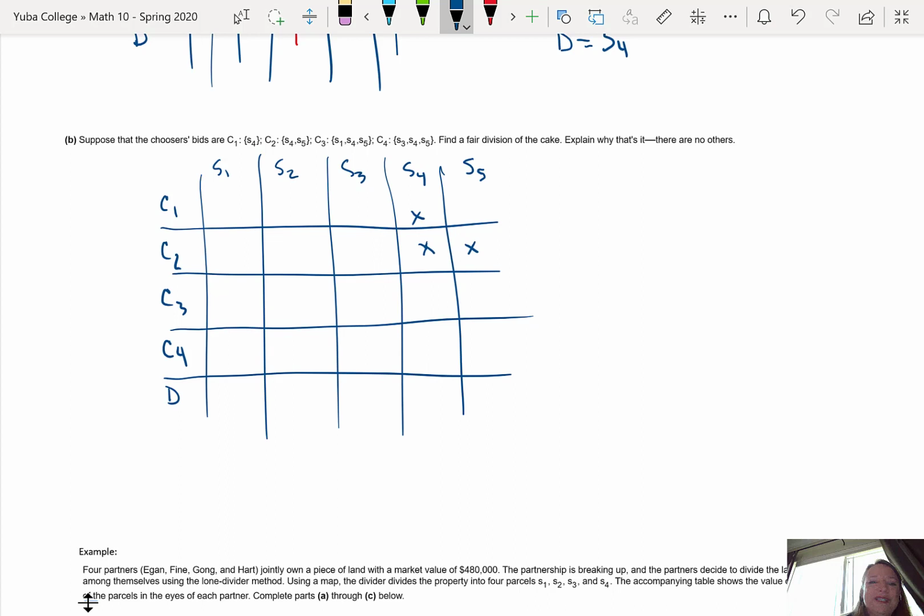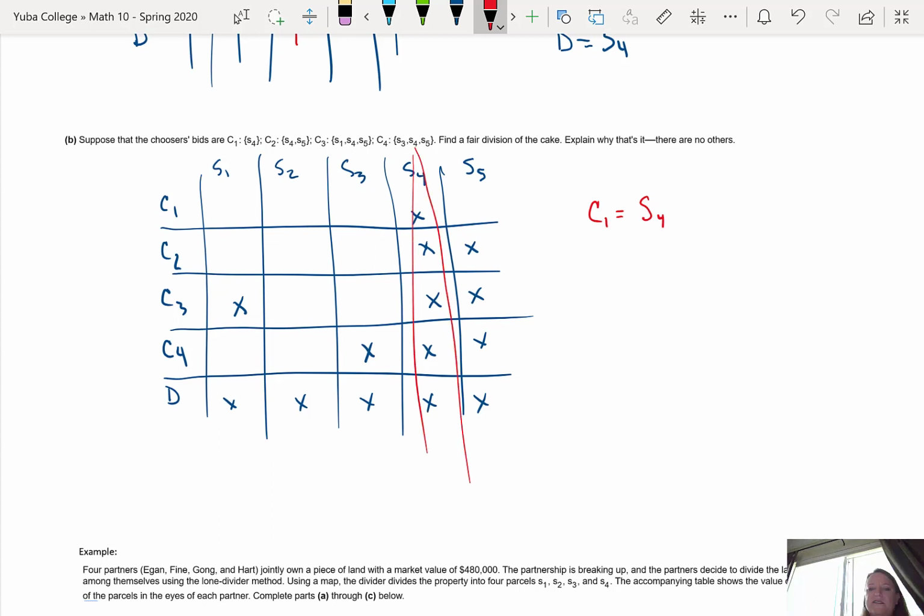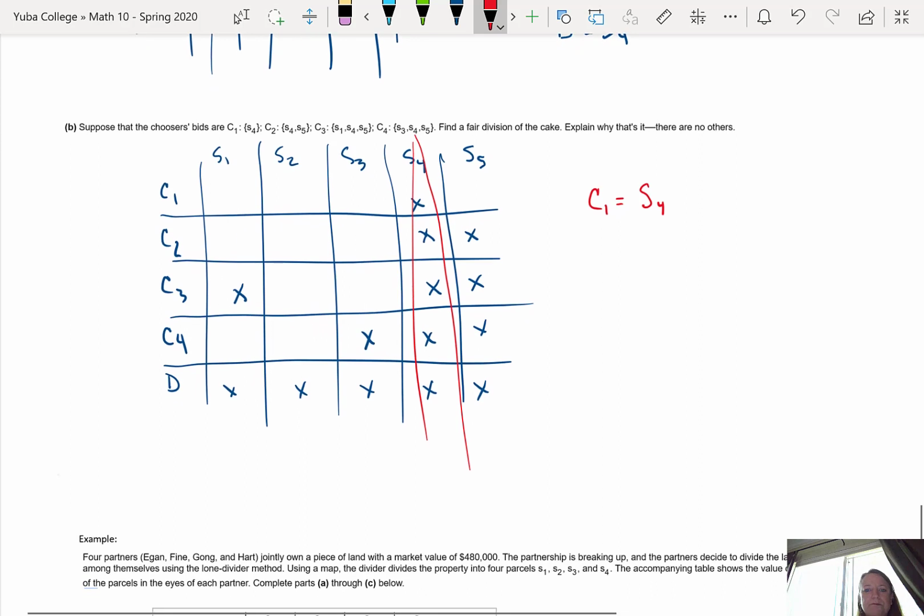C sub 3 chooses S sub 1, S sub 4, S sub 5. C sub 4 chooses S sub 3, S sub 4, S sub 5. The divider is happy with any of them. Okay, so C sub 1 has to get S sub 4 because that's the only one among the division they find is fair or above.